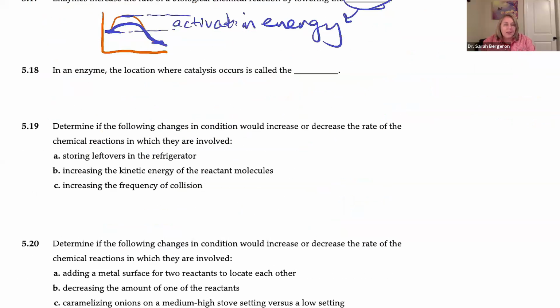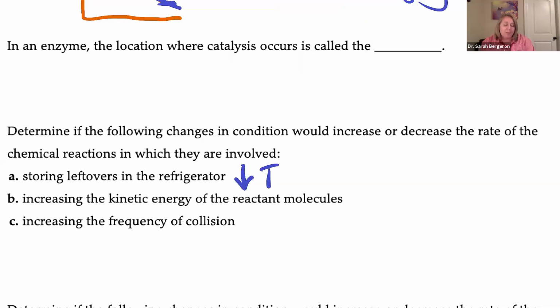All right, let's see. Determine if the following changes in condition would increase or decrease the rate of chemical reactions in which they are involved. All right, storing leftovers in the refrigerator. If you put it in the refrigerator, you are going to decrease the temperature. If you decrease the temperature, what's going to happen? We're going to decrease the rate of a reaction. This is why bacteria don't grow in your food, or mold, or whatever it is. Other organisms can't grow in your food when you stick them in the fridge.